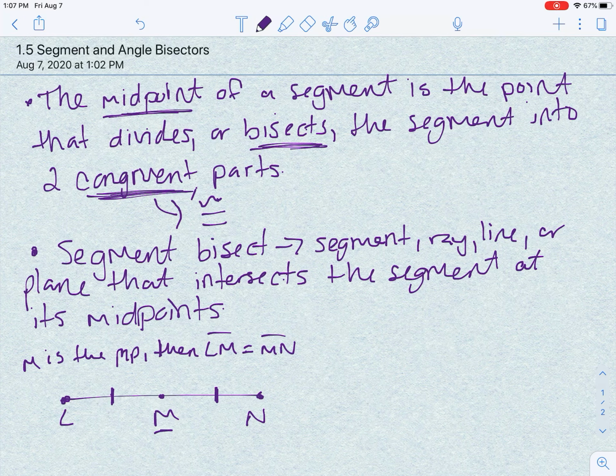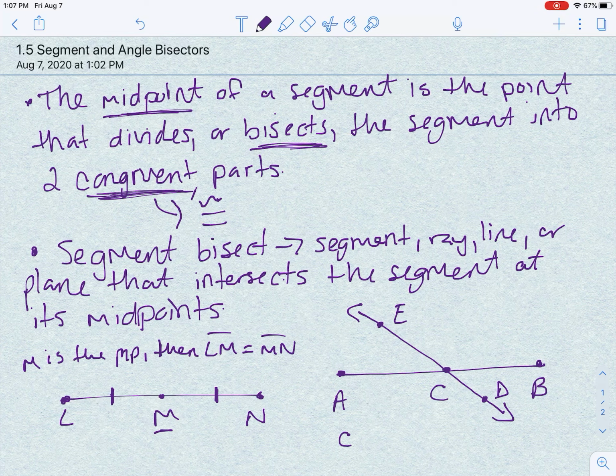Now if we have a segment bisector, that would mean we have our line here. We'll call it A, C, B. And I'm going to do a line for my bisector, which means it has arrows on it. So we have E, and let's do D. Okay, which means the line CD bisects the segment AB. Okay, so hopefully those pictures help you out a little bit. Let's look at an example.